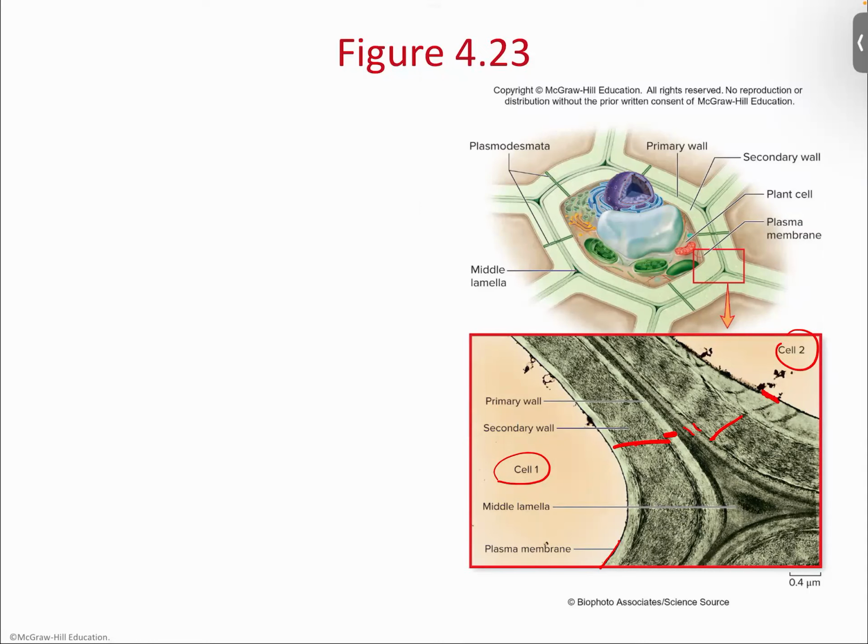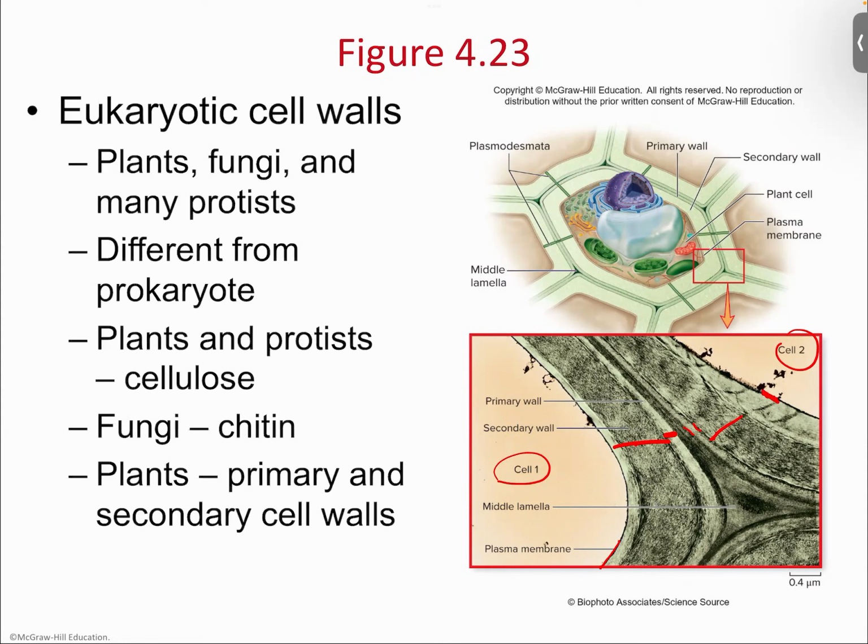And honestly, unless you're in plant physiology, you don't get into the deep woods of the nuances of different structures of primary and secondary layer. But there are multiple layers of cell wall in plants.